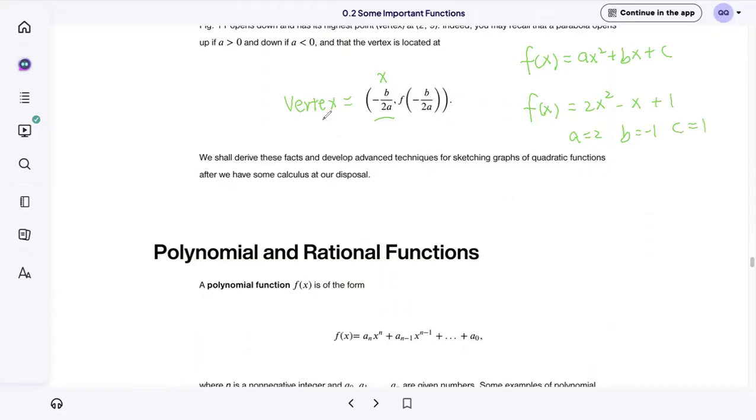Okay, so the vertex, what is a vertex? When the parabola goes upward, the lowest point is called the vertex. When it's downward, the highest point is called the vertex. So the x value is negative b over 2a. The y value, the function value, you just plug this x value into the function.